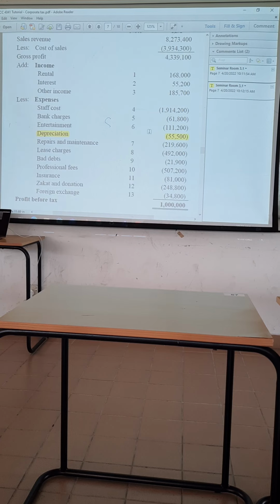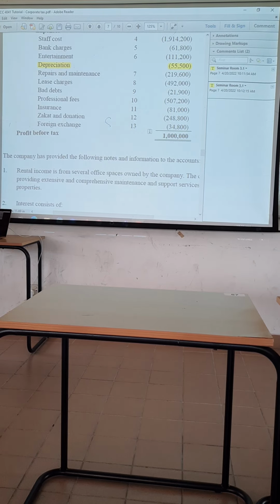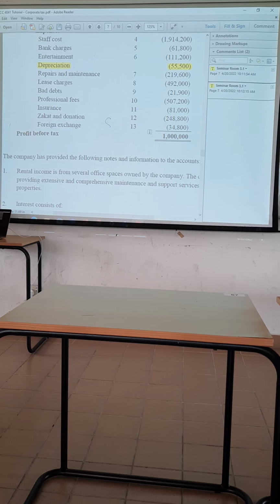Okay, always start with profit before tax. In this case, it's 1 million. What if, rather than a profit before tax, you have a loss? What do we put in your Taxcom? Start with what? If profit before tax is 1 million, there will be PBT 1 million. Start. What if I had a loss?